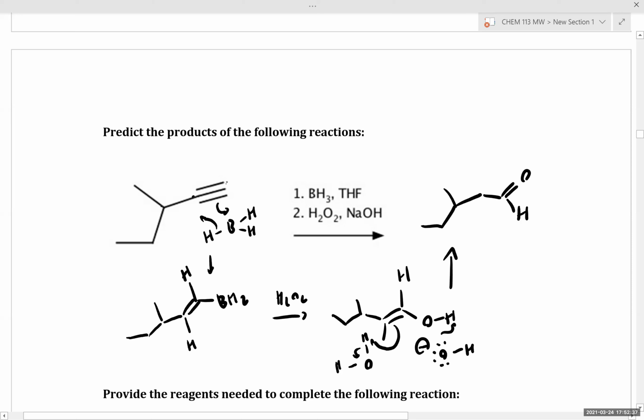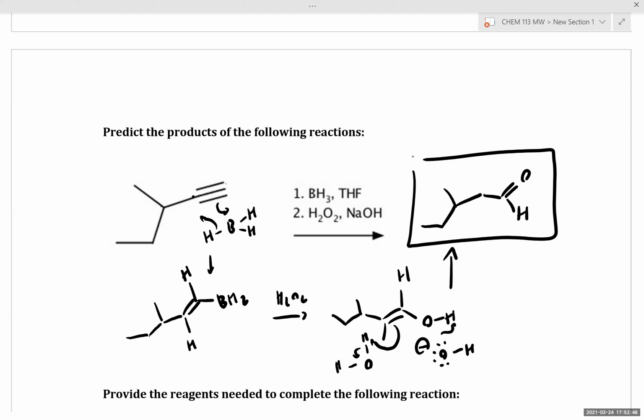One, two, three, four, five. One, two, three, four, five. It's always important to count your carbons just to make sure that your structure matches the carbon skeleton of your original molecule. Does this example make sense to everyone?